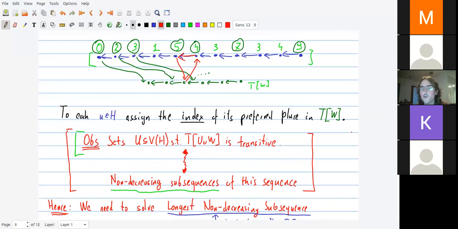So, are there any questions about this lemma? Is this clear?